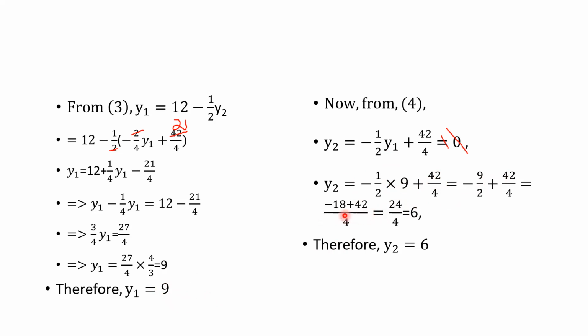So take 4 common, 2 9s are 18 plus 42 by 4, it will be equal to 42 minus 18, which is how much? 24 by 4. This is equal to 6. Therefore, y2 equal to 6. So now, after finding out the reaction functions, you have solved the output levels of the two firms y1 and y2 as 9 and 6 respectively.